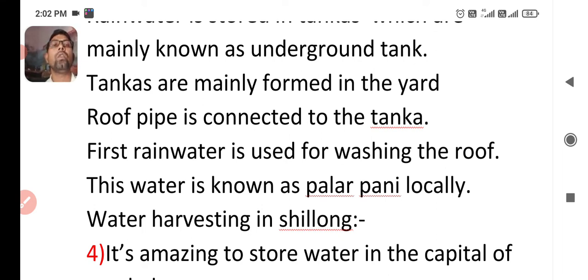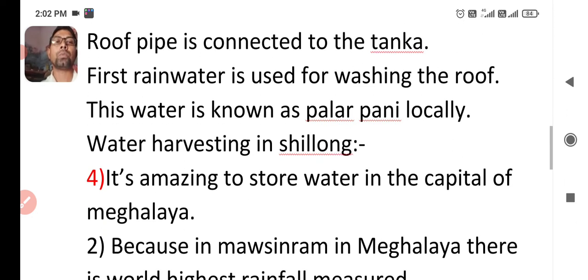And the next point, the first rainwater is used for washing the roof. For example, you know that there will be a rainy season nowadays, and when there is the first rainfall, the people of the dry arid area of Rajasthan do not collect it. They use it for washing the roof. The next time when there is rain, they collect the water in the tankas for everyday needs. I think you got this point. This water is known locally as palar pani. Rainwater is named palar pani in the areas of Rajasthan.